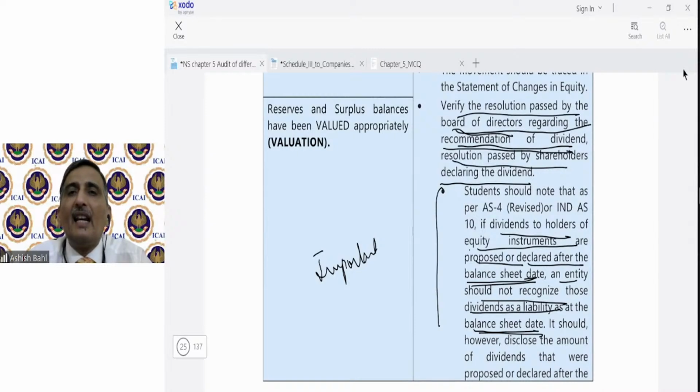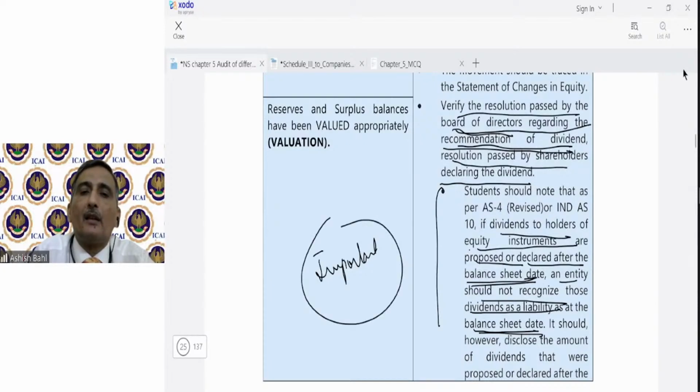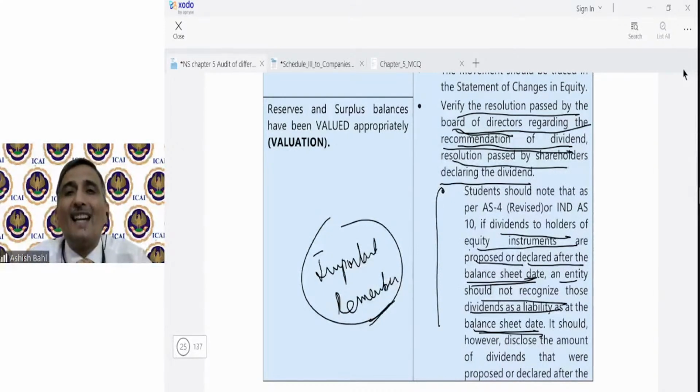Say after the balance sheet date in a BOD meeting, dividends have been declared. So AS 4 states that such dividends should not be recognized as a liability. It should be disclosed in the notes to accounts. It should not be recognized as liability. So this is an important point to remember: if dividends are proposed or declared after the balance sheet date.